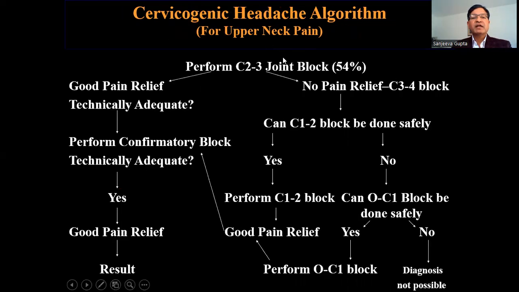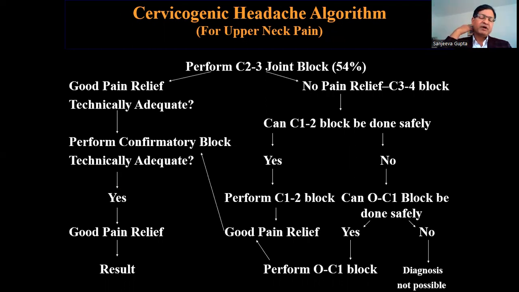As I said, cervicogenic headache, C2-3 joint, 54% of patients who have cervicogenic headache, which is pain that starts in the neck, and as it gets severe, it can go into the head. So if patients complain of upper cervical spine, upper neck pain going into the head, it's more likely to be C2-3, maybe C3-4 as well, or the higher joint, C1-2 or C0-C1.